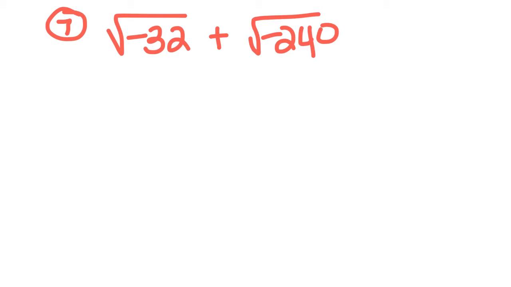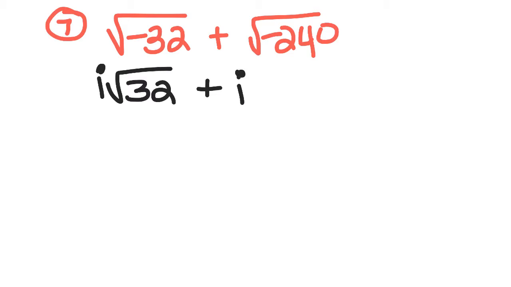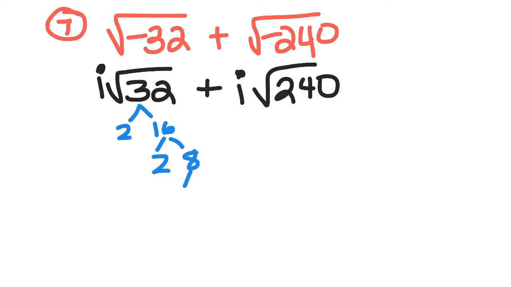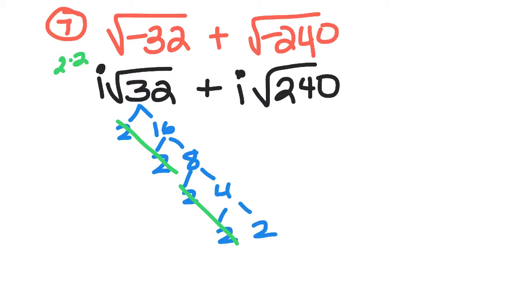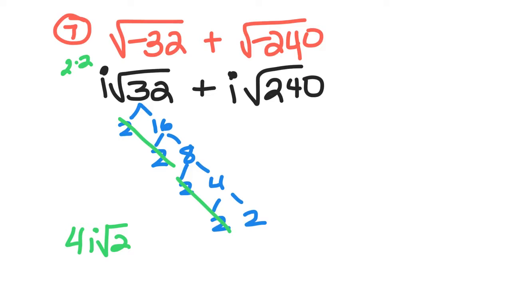So the first thing I would do is take out the i. Oops, 240. And then use your factor tree. So this is 2 and 16, 2 and 8, 2 and 4, 2 and 2. Bring them out in pairs. So 1, 2, that's 2 pairs of 2's. 2 times 2 times i goes on the front, which is 4i root 2. And then go to the 240.